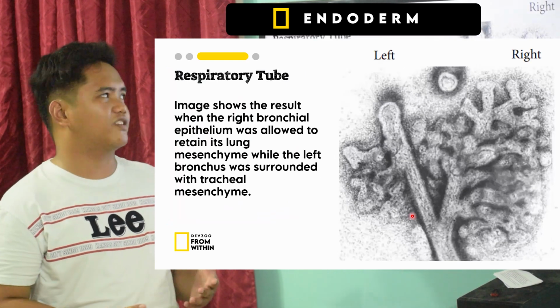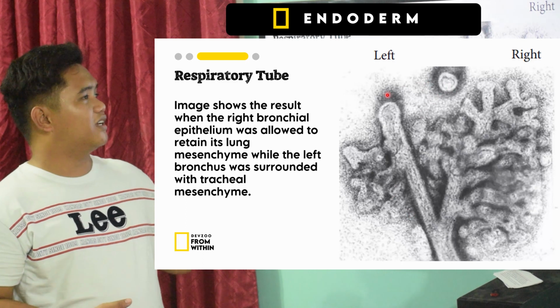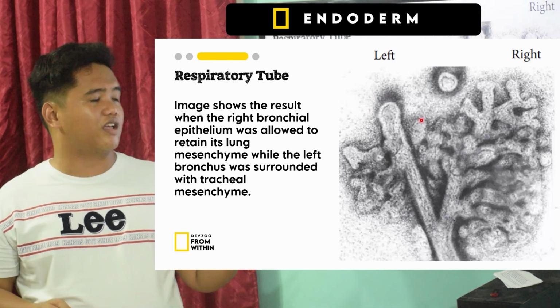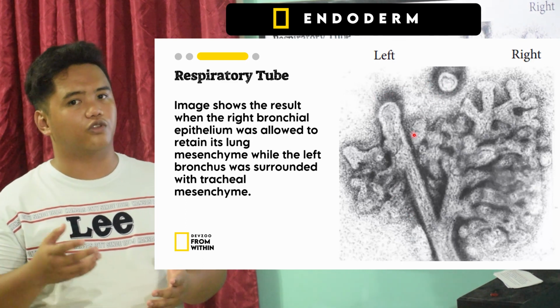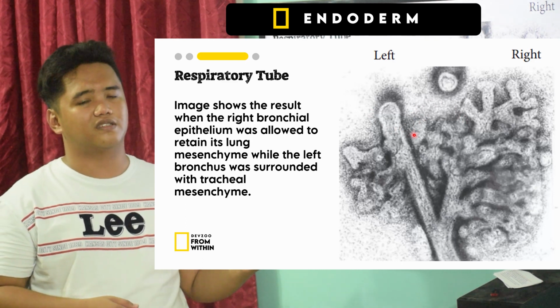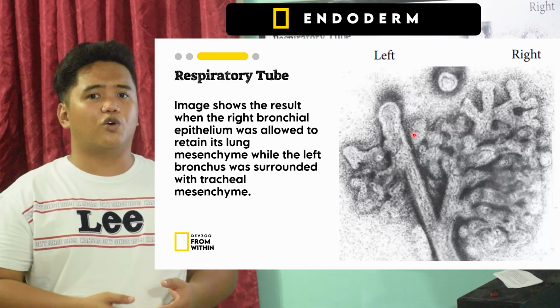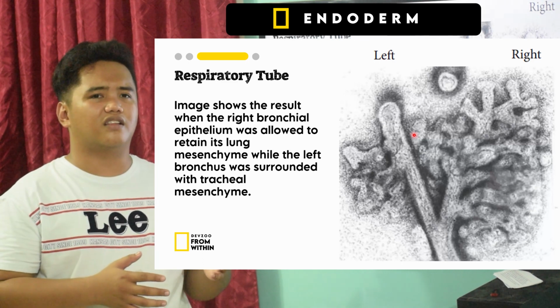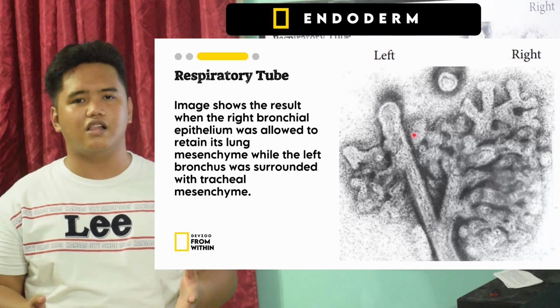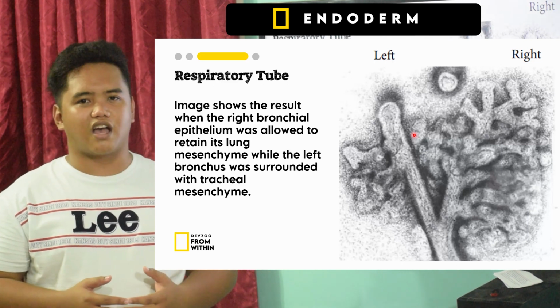So let's go to the next part, the respiratory tube. This image shows the result when the right bronchial epithelium was allowed to grow and differentiate, while the left part of the bronchus was surrounded or induced by the tracheal mesenchyme. They found that the differentiation of the tracheal and lung cells seems to depend on what type of mesenchyme they encounter.